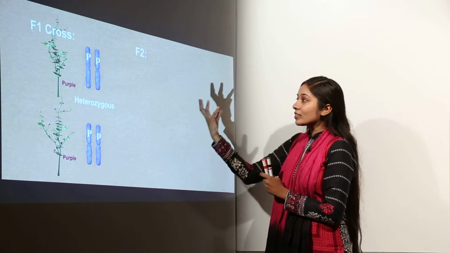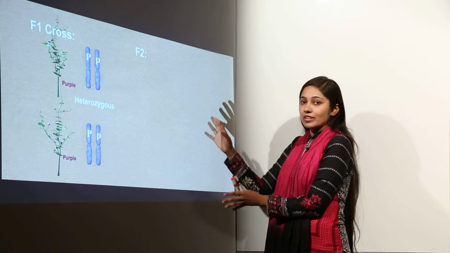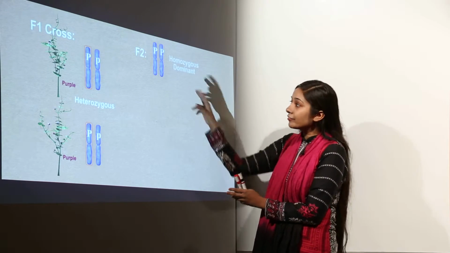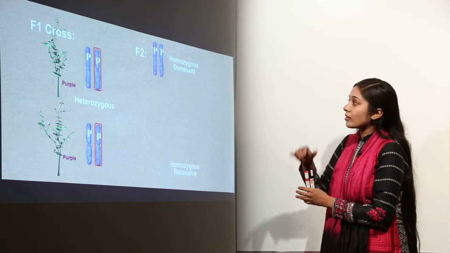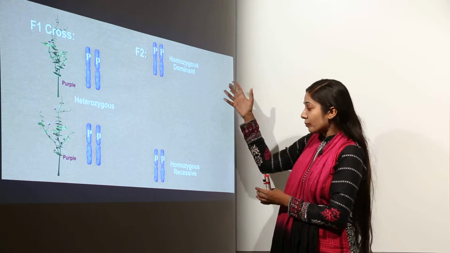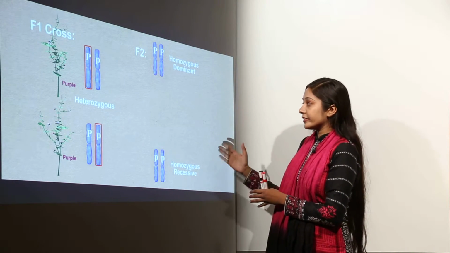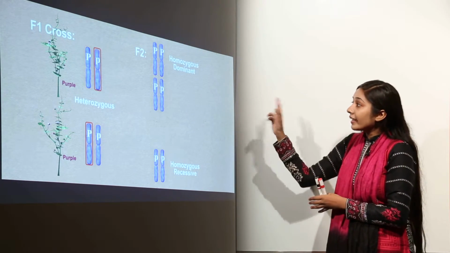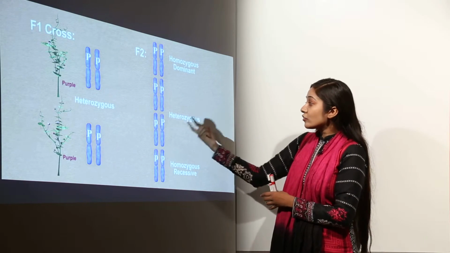We have now heterozygous plants. Both the plants are heterozygous. Now they are not homozygous. They carry different genes. So there are 4 possibilities. The plant can be homozygous dominant. It can be homozygous recessive. It can be again, see, heterozygous.